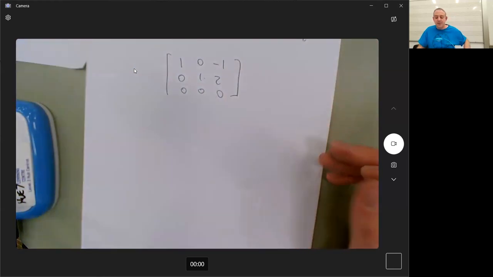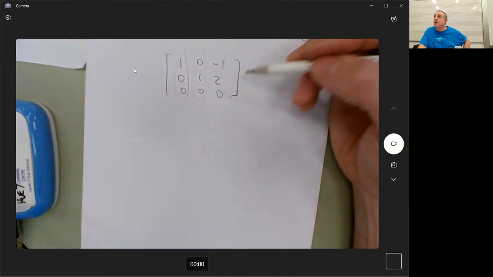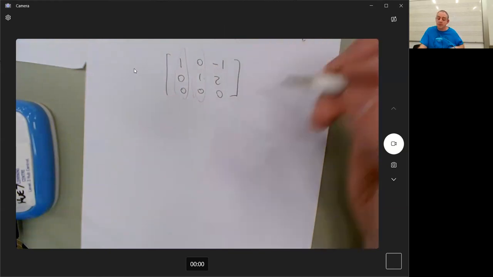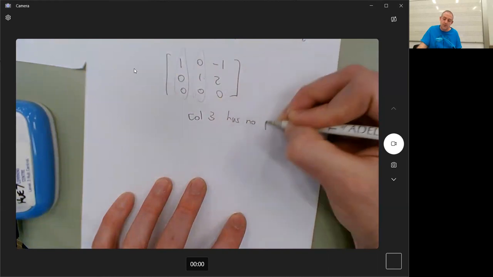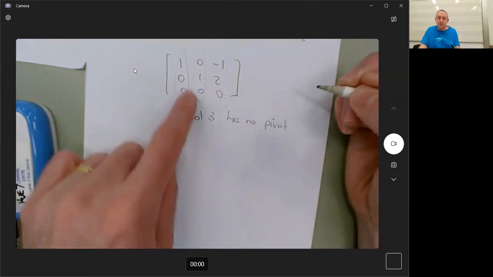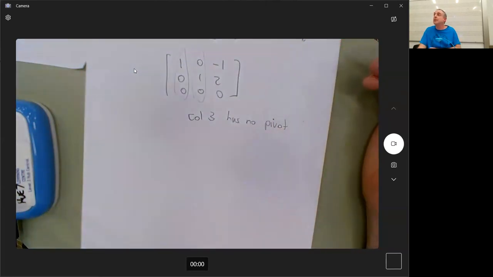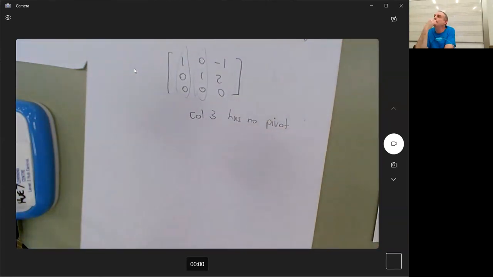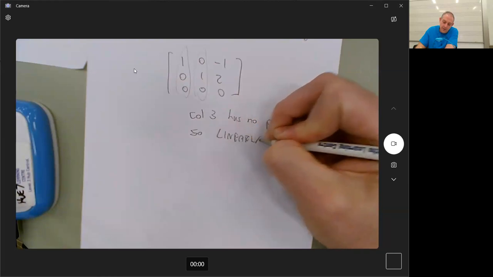And what this tells me is that my 3 vectors are not linearly independent, because there is a column that doesn't have a pivot in it. The word pivot means one of these ones. No, don't need to do the augmented matrix. And so they are linearly dependent.